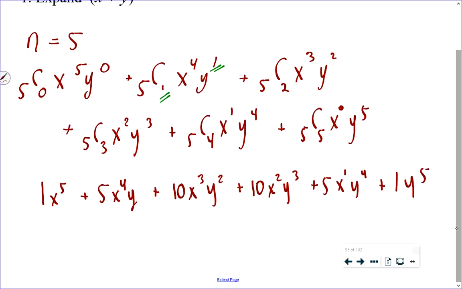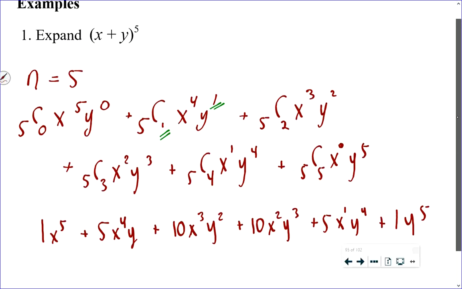I always, it doesn't matter whether I'm teaching or working something out on my own, I do the following checks. Do my exponents add up to 5 in each term? They do. Do I start with the highest exponent on x and it's dropping by 1 each time? Yes. Is my y going up by 1 each time? Yes. Any questions with example 1?